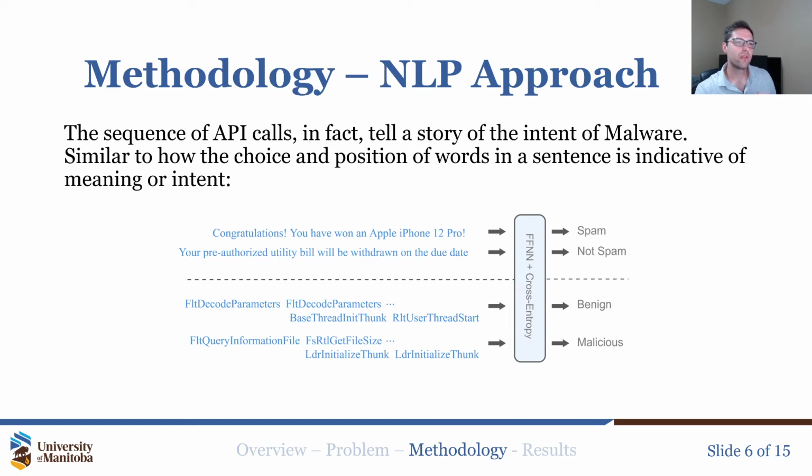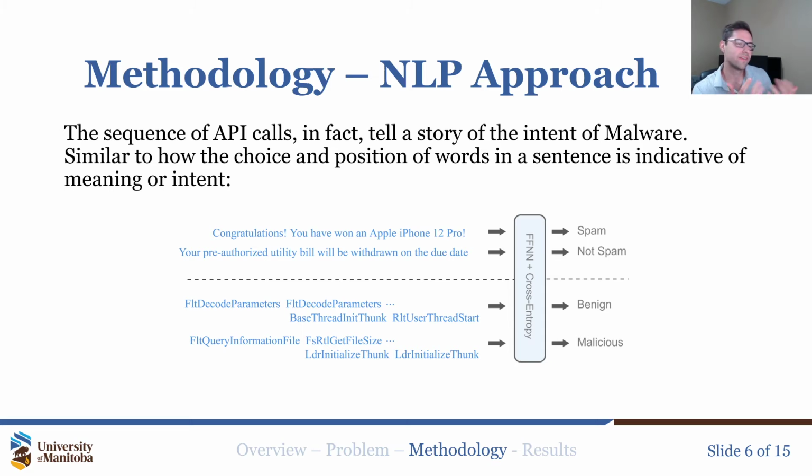So similar to how the choice and position of words in a sentence is indicative of meaning or intent, we can say that the use of function API calls in certain sequences is evidence of malicious intent as well. And as just a general example, we could look at a common application of, let's just say, determining if an email is spam or not.